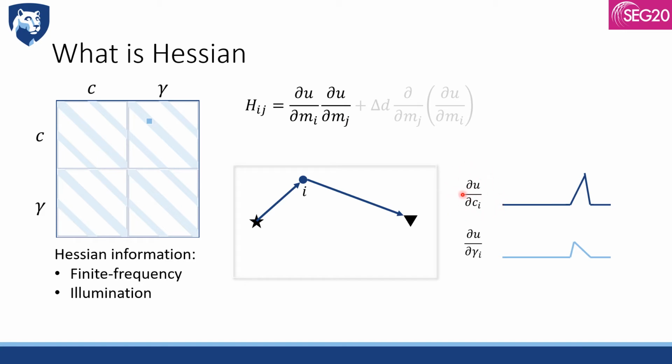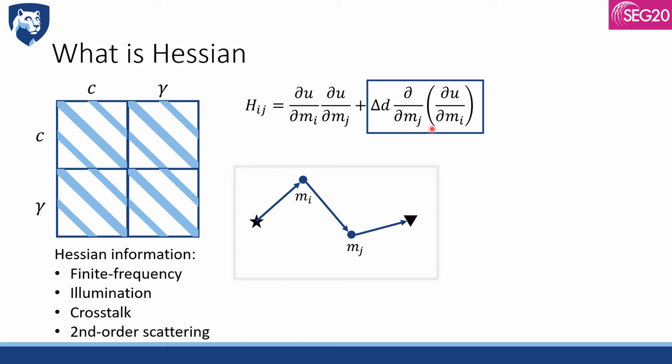Partial u over partial ci is induced by a velocity scatter, and partial u over partial gamma i is induced by an attenuation scatter. This Hessian element Hij is a zero-lag correlation between them, meaning how similar they are with each other. So a large value in the off-diagonal block means that the velocity perturbation and the attenuation perturbation can produce similar seismic waveform perturbation, and thus it is difficult to tell if the data residual should be attributed to velocity or attenuation, which leads to the crosstalk. So the Hessian matrix has the crosstalk information.